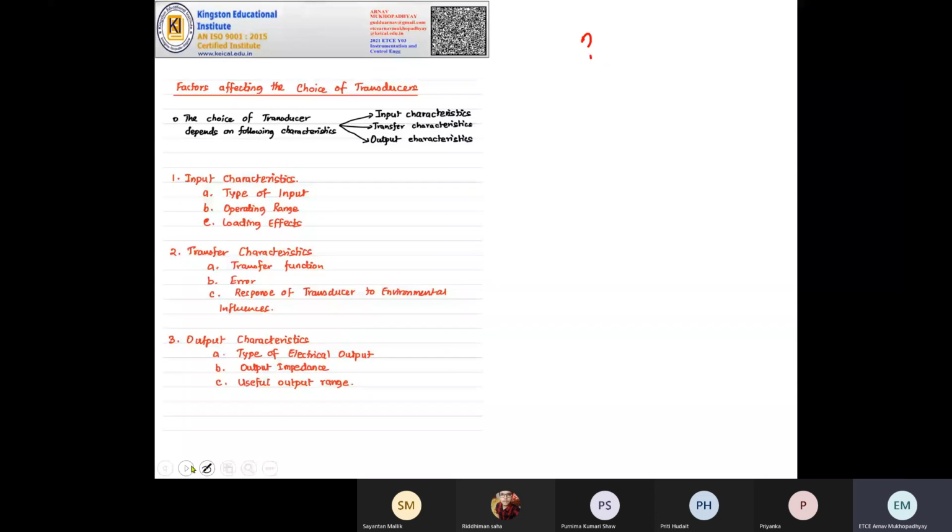Okay, there are three characteristics on which a transducer can be selected: input characteristics, transfer characteristics, and output characteristics. First is input characteristics, which is classified into three types: type of input, operating range, and loading effect. Type of input means what is the input energy. Operating range means usable minimum and maximum value of input that can be applied.